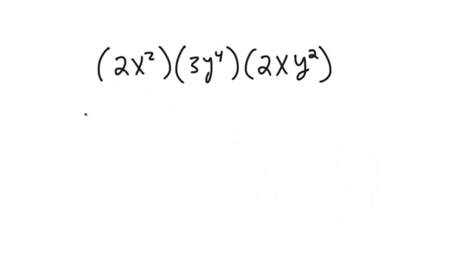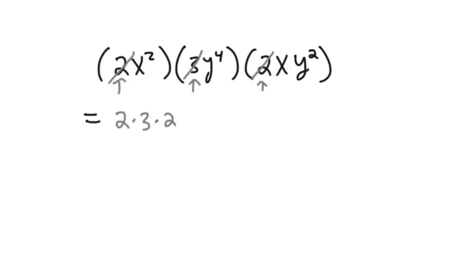Okay? Alright, now let's take a look at this one here. We have 2x squared times 3y to the fourth times 2xy squared. So what we want to do is look at all of the numbers, or the coefficients. We have the 2 here, the 3, and this 2. And what you want to do is just bring them to the front. So we'll have 2 times 3 times 2. So we got rid of this, this, and this.